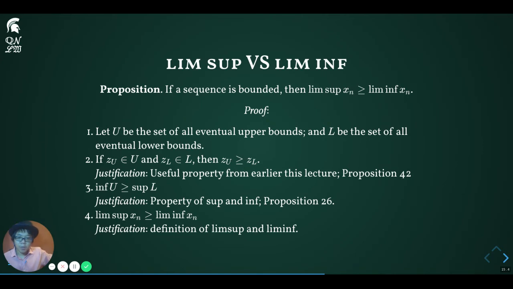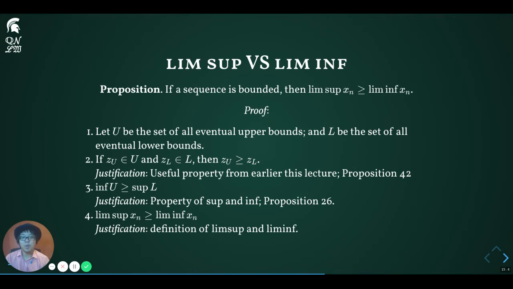For convenience, we will use U to denote the set of all eventual upper bounds of our sequence, and L for the set of all eventual lower bounds. From what we talked about a few slides back, which is now on the usable statement sheet as proposition 42, every element of U is greater than or equal to every element of L. From this, we can conclude that inf U is greater than or equal to sup L.